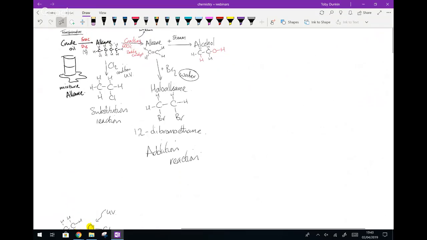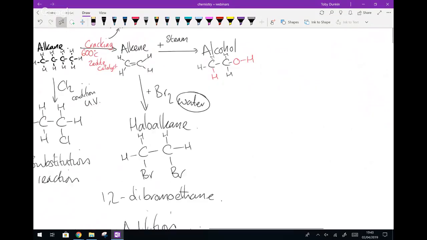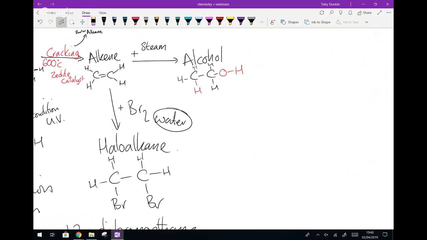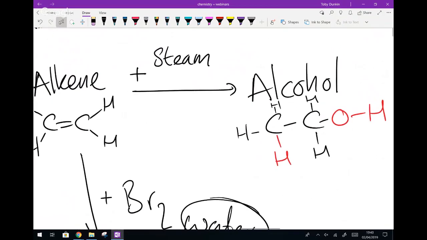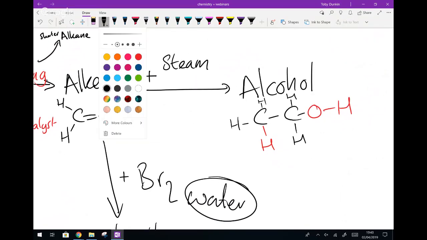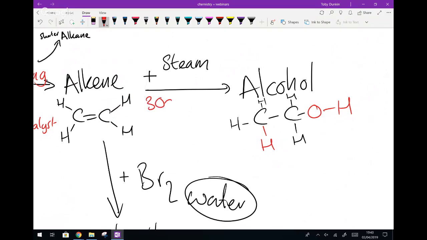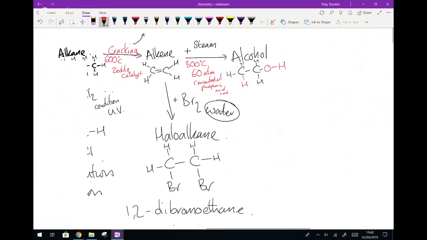Next, the addition reaction, of course, the bromine water with alkenes, they're much more reactive. So no UV light is needed. This is another one of our industrial processes, which is alkenes plus steam to form alcohols. This is done at 300 degrees Celsius at 60 atmospheres with a concentrated phosphoric acid catalyst. Isn't that horrible? So there's another industrial process appearing.